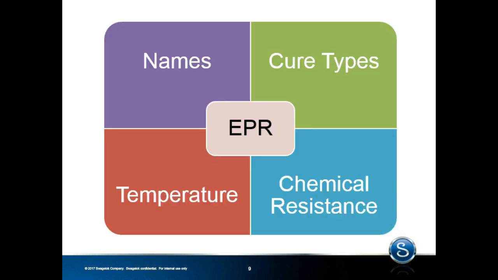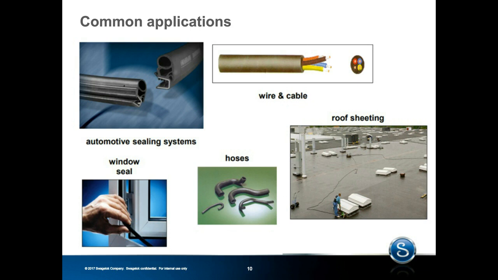So for ethylene propylene rubber, we're going to talk about some names, cure types, the temperature range, and chemical resistance. The first thing that I want you to understand about ethylene propylene rubber is that really its claim to fame is weatherability. It's used most commonly in automotive sealing systems, window seals, hoses, and you can see their roof sheeting. That black material that you can see on the picture on the right is commonly ethylene propylene rubber.